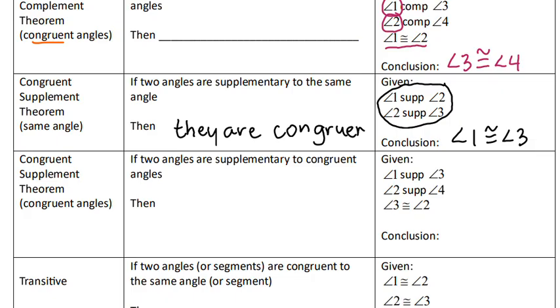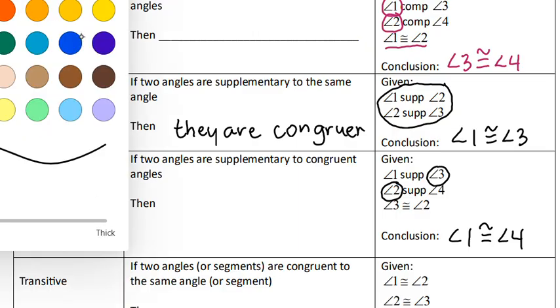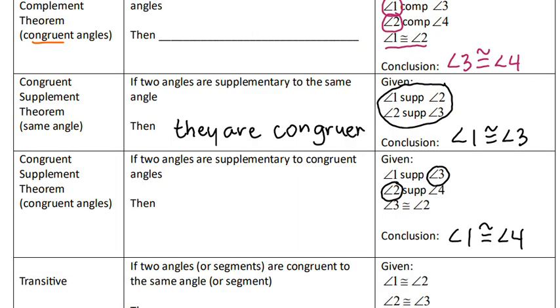We can also use congruent supplements when we are supplementary to congruent angles. So 1 is supplementary to 3, and 2 is supplementary to 4, but 2 and 3 are the same size, so that means that angle 1 is congruent to angle 4. You can use the congruent supplement theorem as a reason in your proof. If you're going to use it, you need to know that you have two angles that are supplementary to something that's the same size.